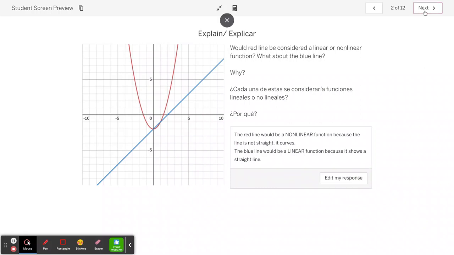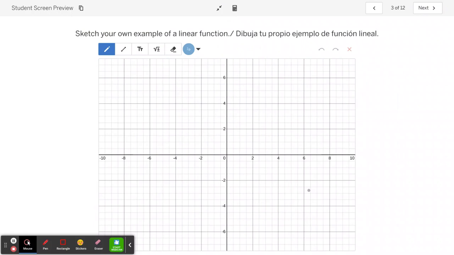Easy enough, right? Slides 3 and 4, I'm not going to show a demonstration of because I want to see what you're able to do. However, on this one, you're going to sketch your own example of a linear function. Keep in mind, what does linear mean? Well, on a graph, it means a straight line. So you are going to want to use your line tool. Give me a straight line, increasing, decreasing, positive, negative, horizontal, vertical. As long as it's a straight line, you'll get credit.